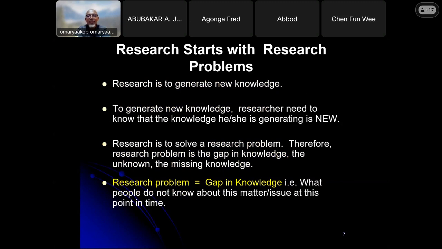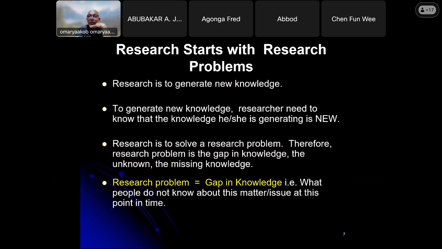mentioning and repeating this. Research is to generate new knowledge. To generate new knowledge, the researcher needs to know that the knowledge he or she is generating is new. And research is to solve a research problem. Therefore, research problem is the gap in knowledge. You talk about research problem, you talk about gap in knowledge, it's the same thing. It's the unknown, it's the missing knowledge.